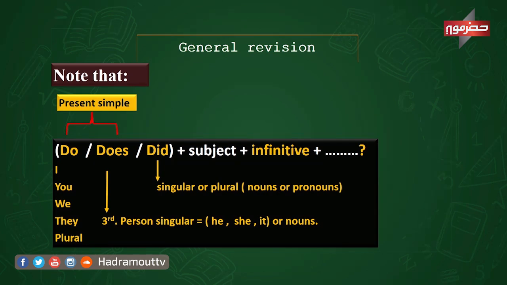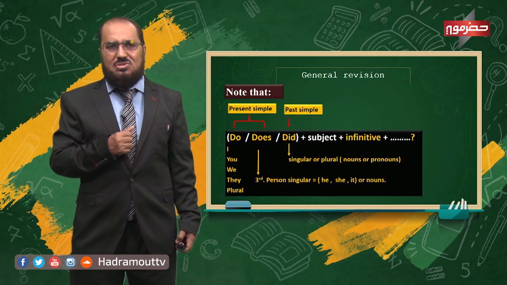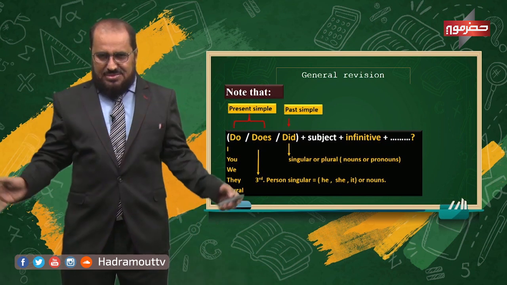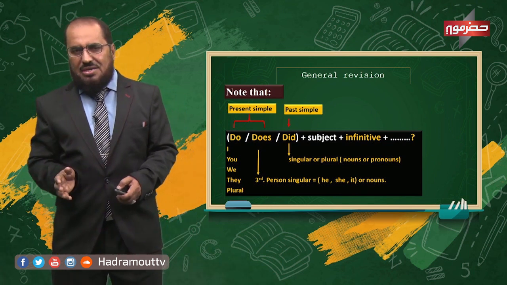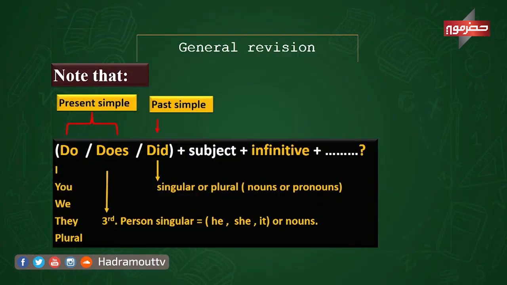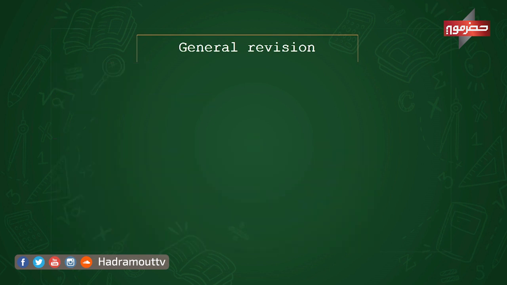Okay? Then let's go for did. Did is used to talk about the past, with all, singular or plural. Okay? Nouns or pronouns. Then subject, negative, and the question. Okay? Let's go. Exercises.